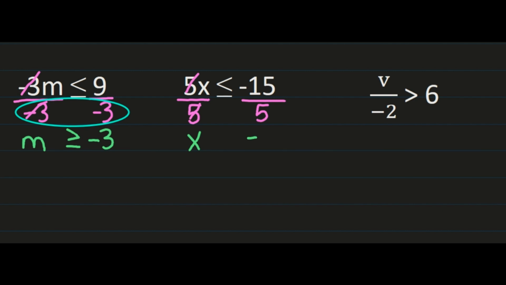Well, a negative divided by a positive is a negative. 15 divided by 5 is 3. Now, in our step where we divided both sides, I divided both sides by a positive number. So in this example, I'm not going to flip the inequality sign. It's going to stay less than or equal. So I'll have x is less than or equal to -3.